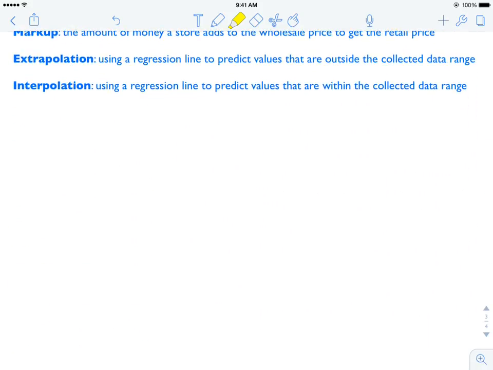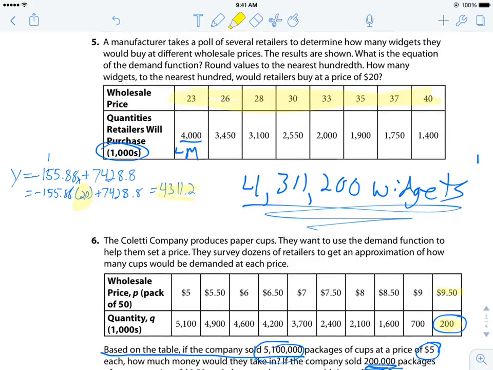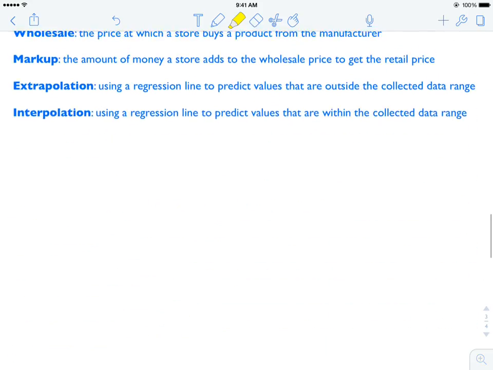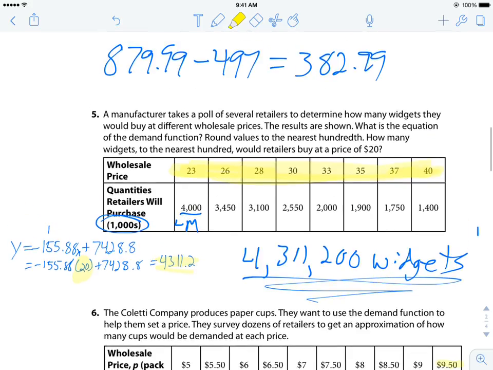We're trying to use our regression line to predict what will happen to our values outside of the values that we've collected. So it's the domain and the range of our table here. So it's not between 23 and 40. It ended up being less than 23. That's called extrapolation. The other vocab term then is essentially the opposite of that. Interpolation is when you use a regression line to predict values that are within the data set.